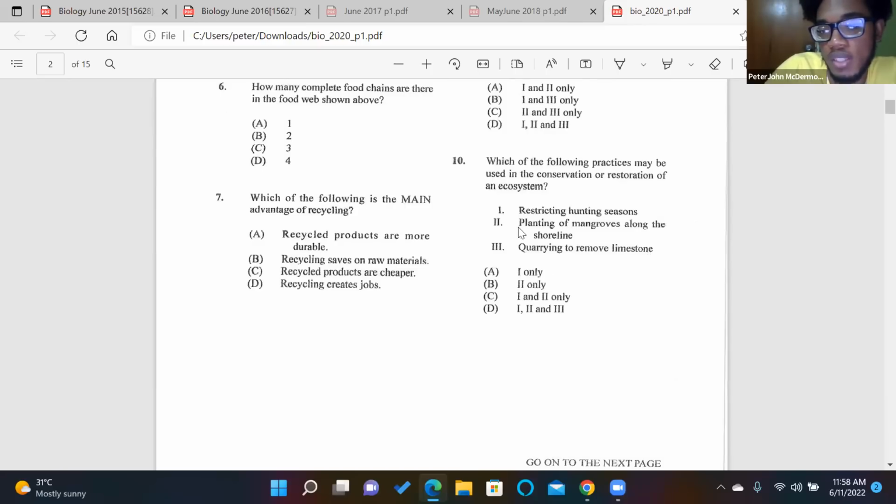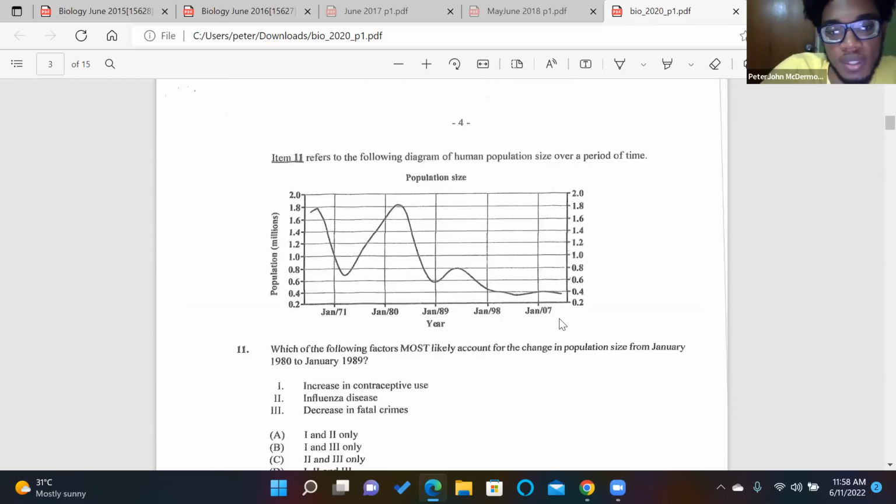Which of the following practices may be used in the conservation or restoration of an ecosystem? What do we think? Which one of these things just looks wrong? Three looks wrong to me too. So I'd say the answer is C.